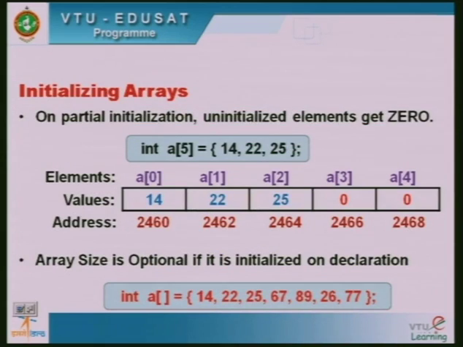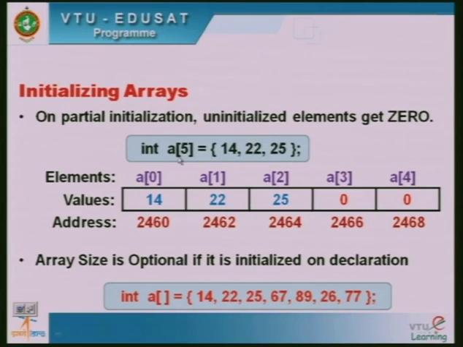Now, in continuation with initializing arrays, in partial initialization, uninitialized elements will get the value 0. So consider this particular declaration here, a of 5. The size of the array is declared here as 5, whereas the number of elements I am mentioning here is only 3, right?